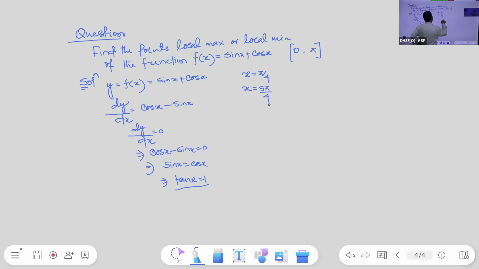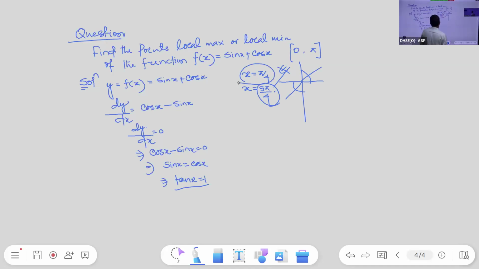Tan is positive in the first quadrant and third quadrant. So 5 pi by 4 doesn't belong to the interval 0 to pi. 5 pi by 4 is greater than pi. So the only critical point is x is equal to pi by 4.